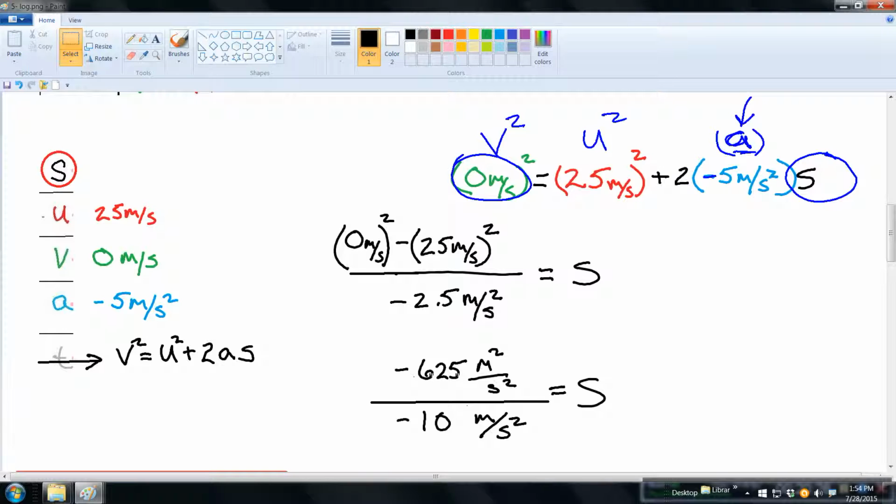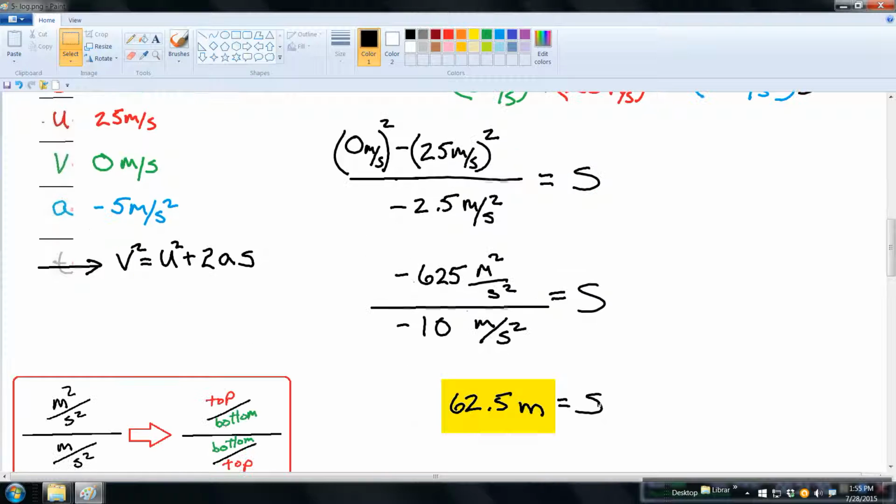So we're going to subtract 25 meters per second, squared, from both sides. We do that, and then we end up with 2 times negative 5 meters per second squared. We're going to divide both sides by that. So what's going to happen is we end up with minus 625 meters squared, that gets squared and that gets squared, so meters squared per second squared, divided by minus 10 meters per second squared.